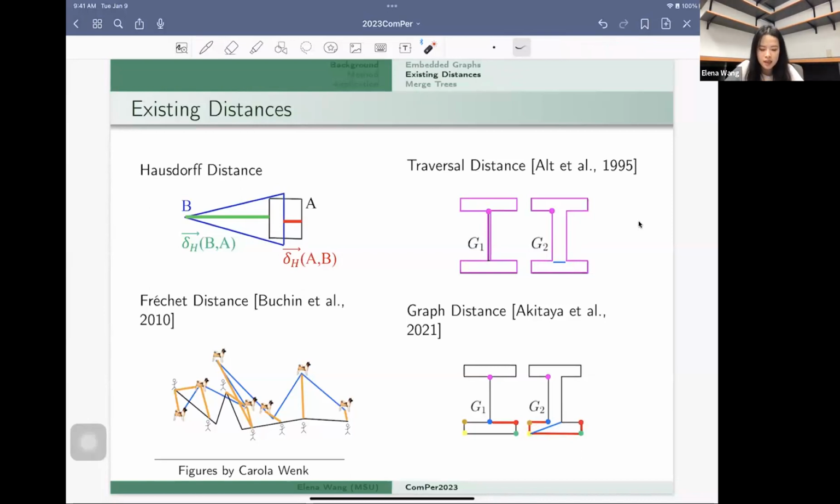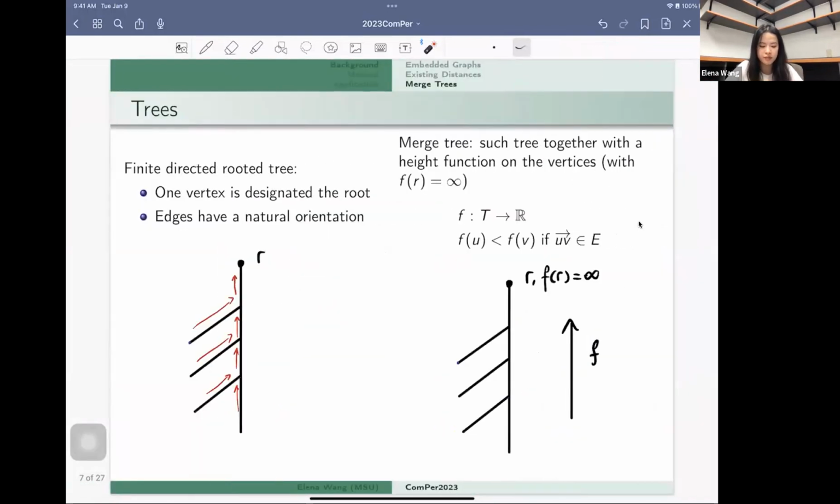And therefore we picked merge tree as our topological signature. I'm sure the audience is very familiar with the definition of merge tree, but I'm going to define it nonetheless. So it's a finite directed rooted tree that has one vertex designated as a root. The root is the vertex here, labeled as R. And edges have a natural orientation. In this example, I drew them upwards, but they can also go downwards.